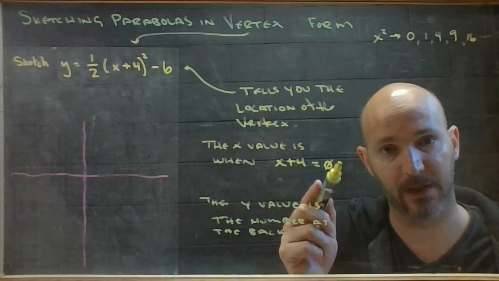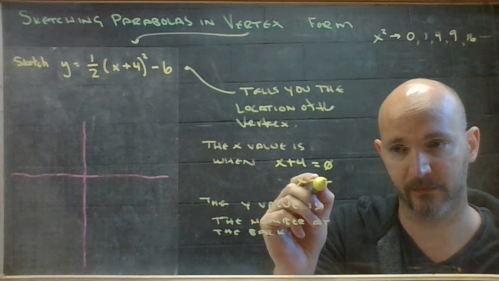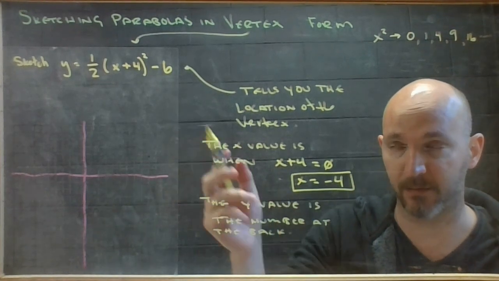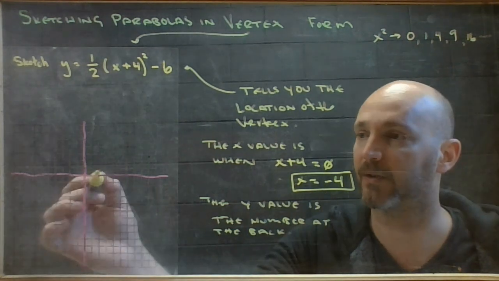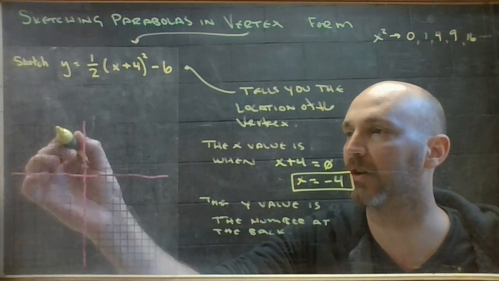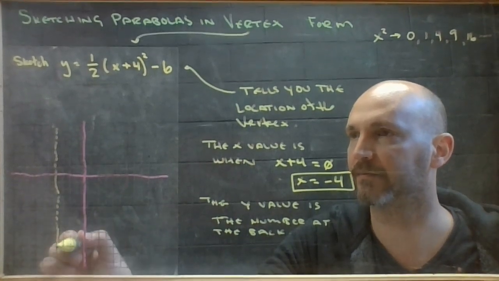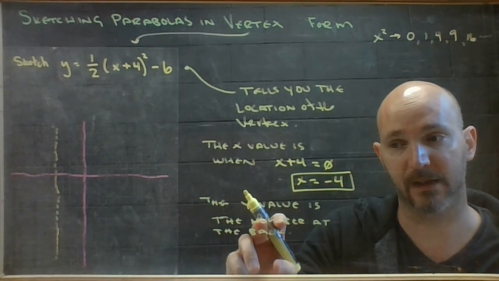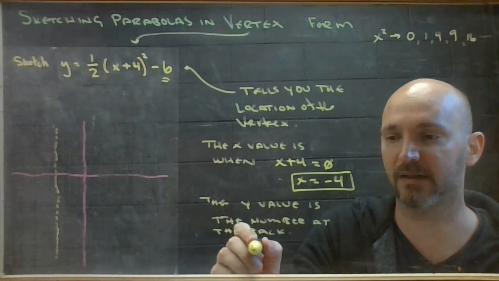So boot this to the other side with subtraction. The vertex of this particular parabola will happen when x is negative 4. So 1, 2, 3, 4. Draw myself an axis of symmetry there. The y value of your vertex is the number at the back. So there it is, negative 6.